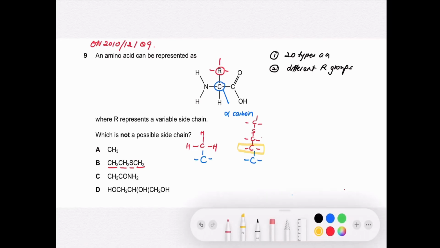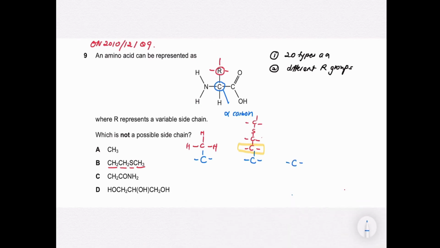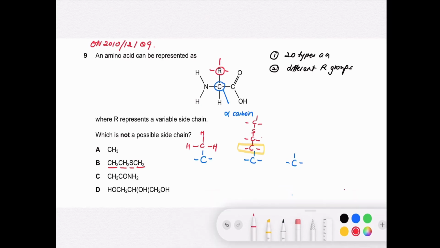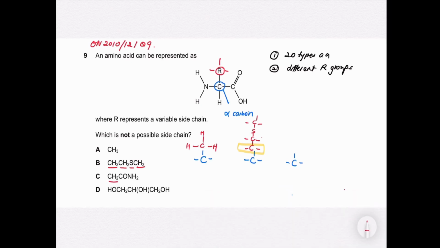Then for C, let's have a look. I have this alpha carbon, CH2. So once the CH2 can bond, you know that it's actually a possible side chain already. Then you have another C, double bond O, and the NH2. Okay, let's look at the last choice, D.